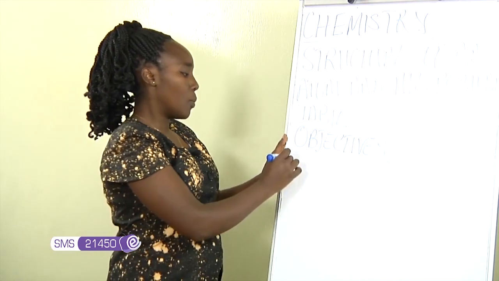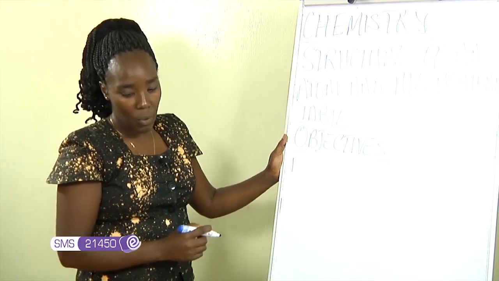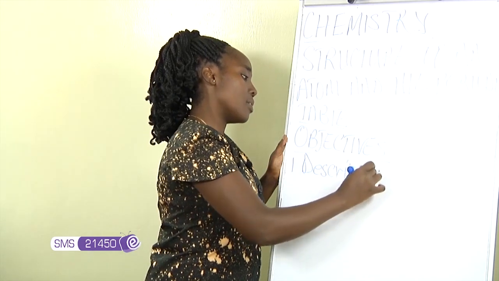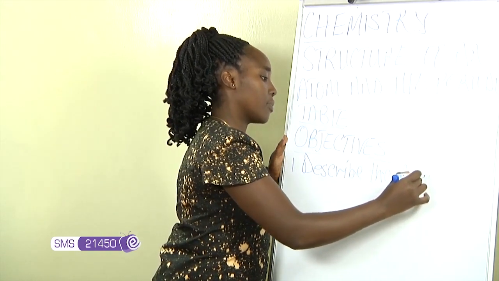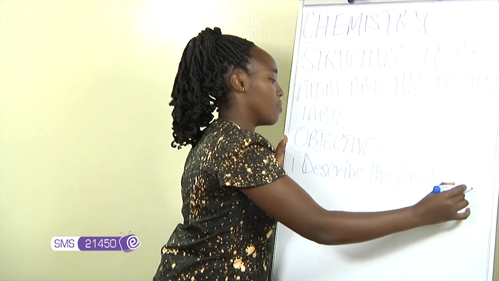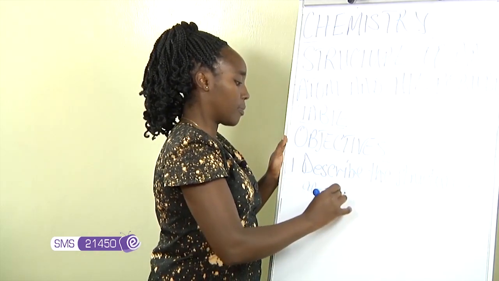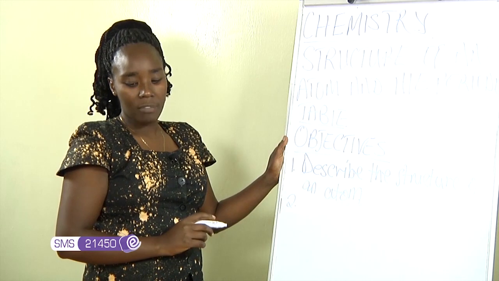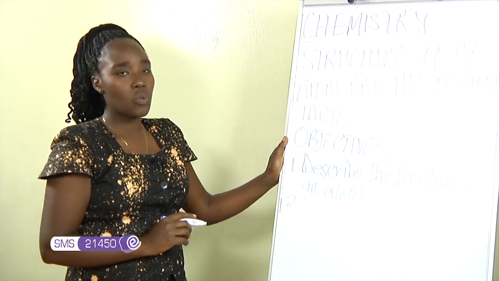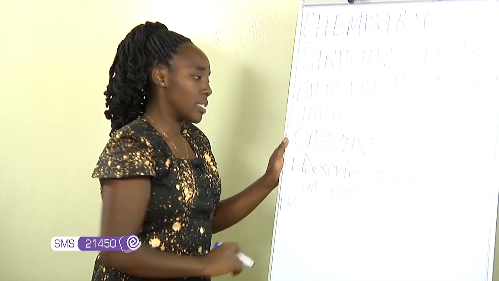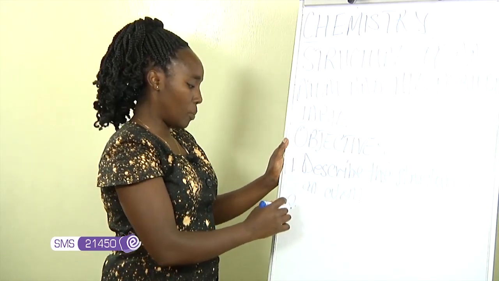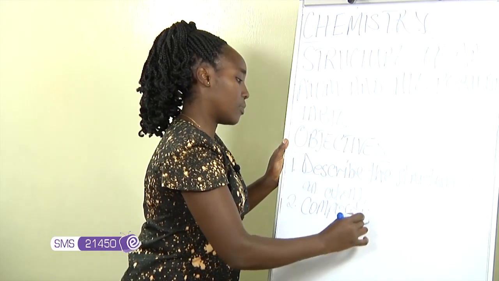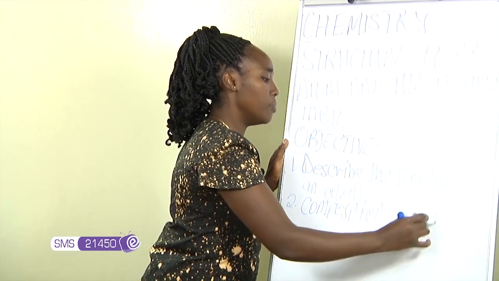So number 1, we are going to look at the structure of an atom, or describe the structure of an atom. Objective number 2 will be, after we have described the structure of an atom, we need to know what are the components of the structure of the atom. So composition of an atom.